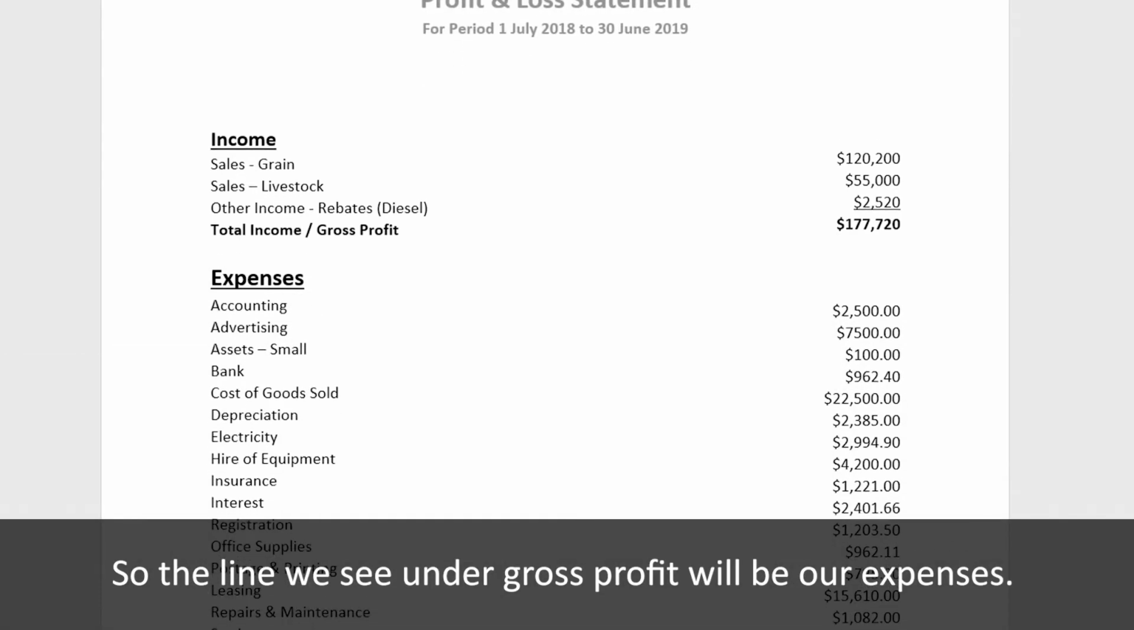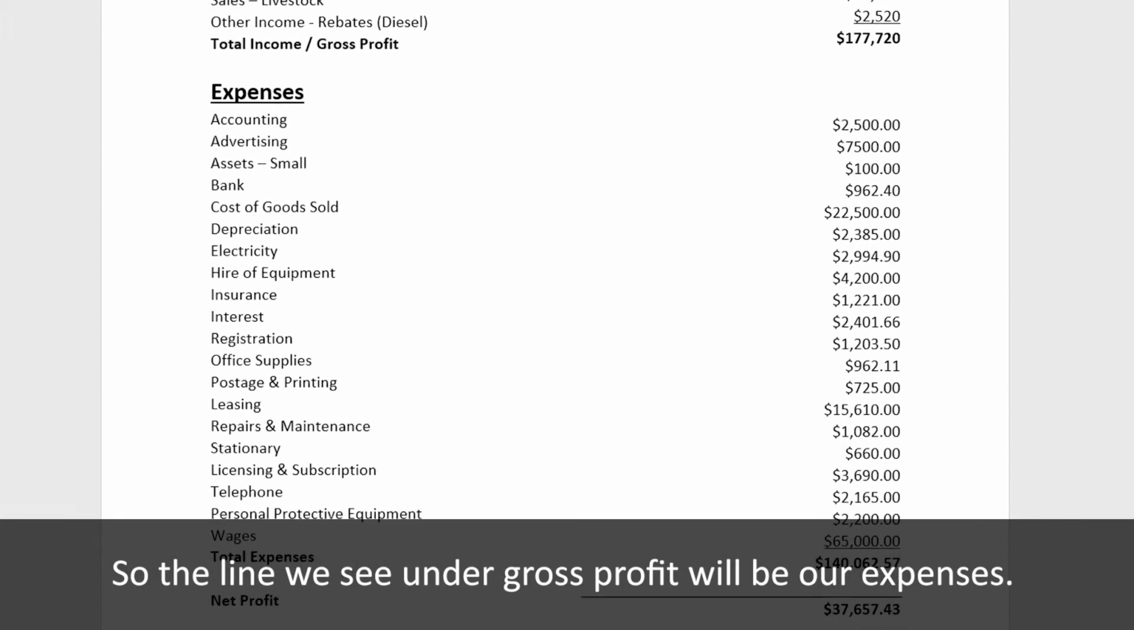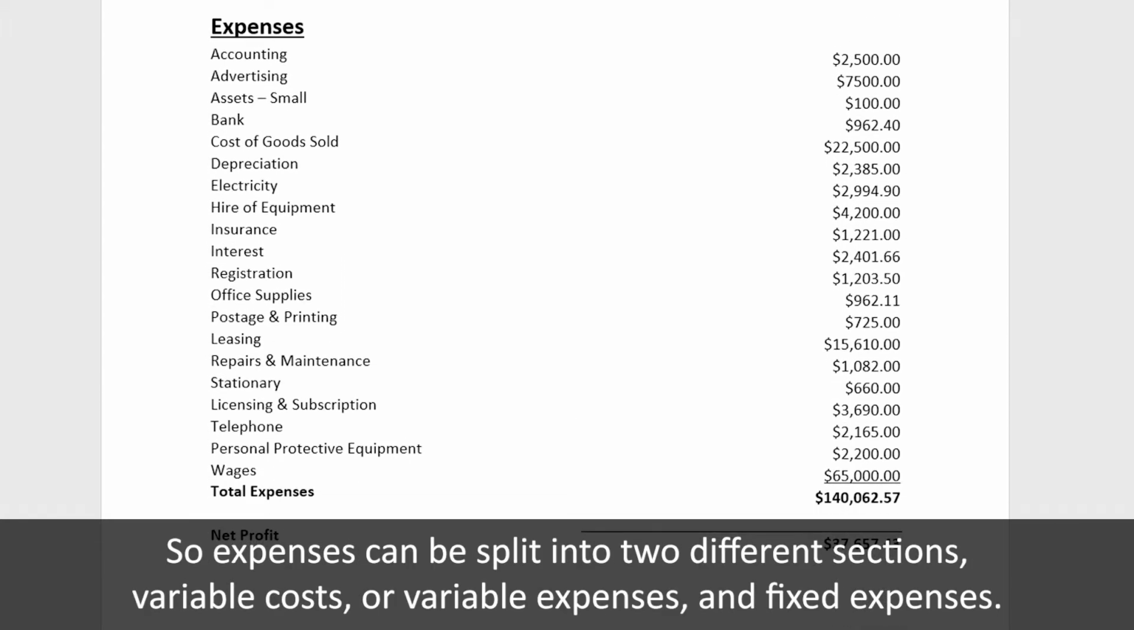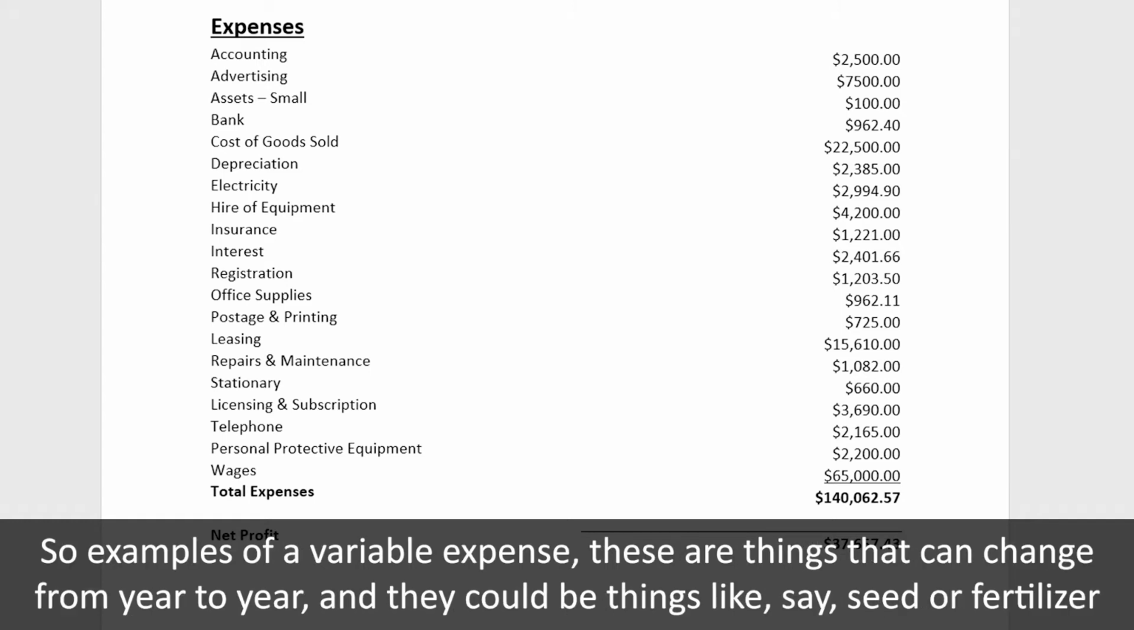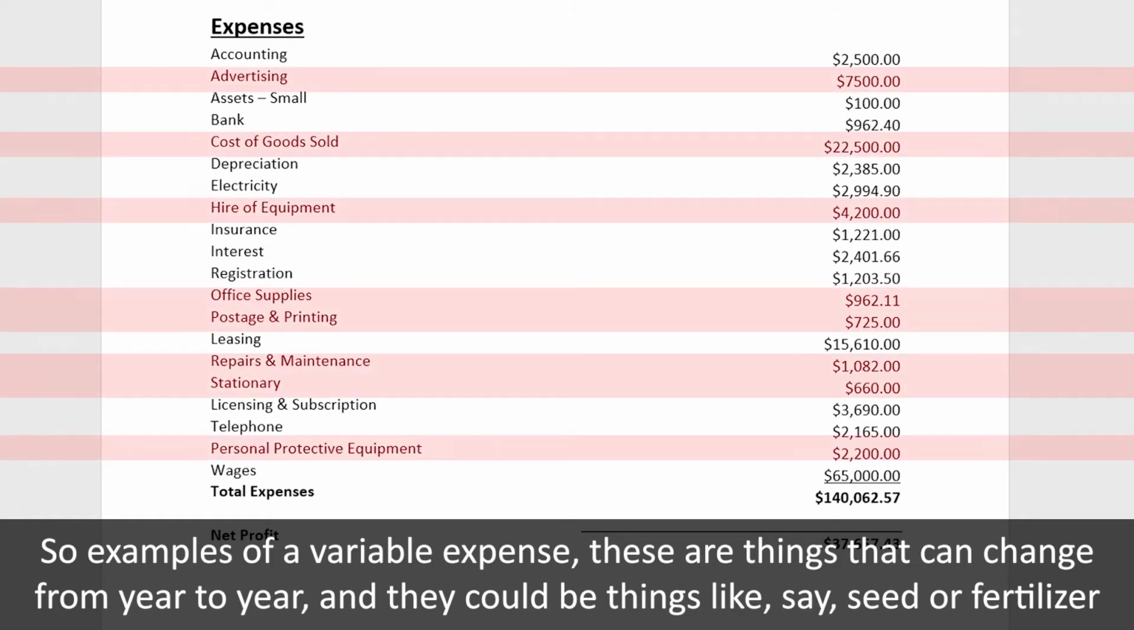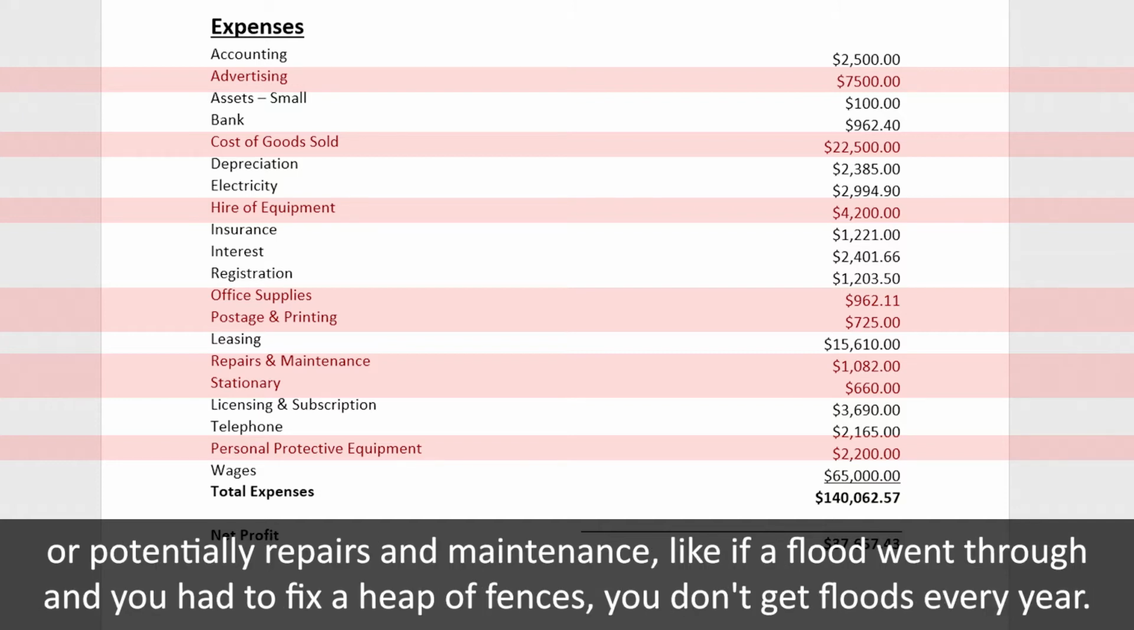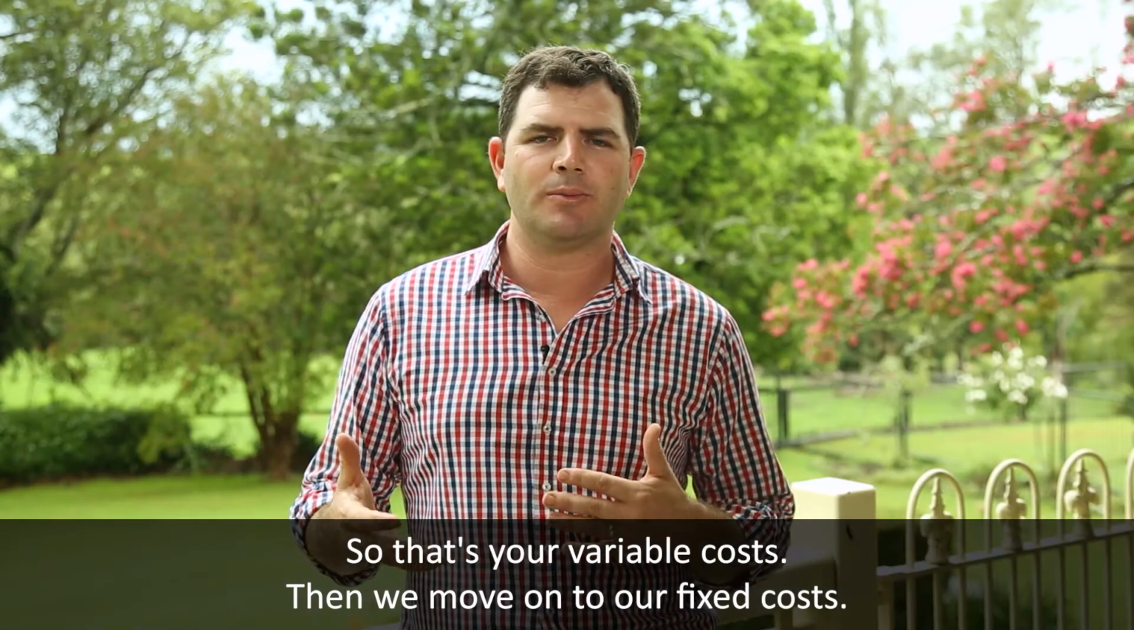So the line we see under gross profit will be our expenses. Expenses can be split into two different sections: variable costs, or variable expenses, and fixed expenses. Examples of a variable expense, these are things that can change from year to year, and they could be things like, say, seed or fertiliser, or potentially repairs and maintenance. Like if a flood went through and you had to fix a heap of fences, you don't get floods every year. So that's your variable costs.